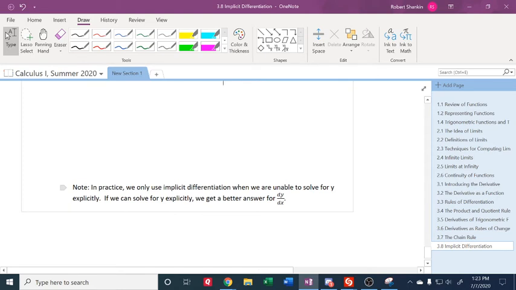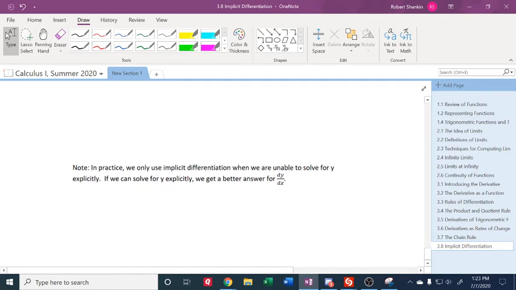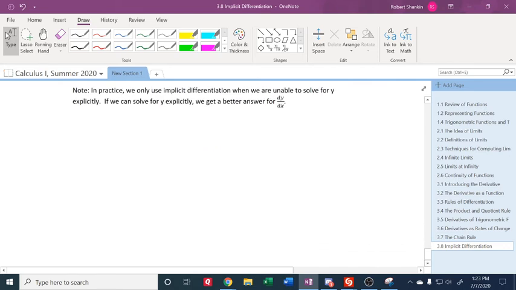Alright, so this final note, in practice, we only use implicit differentiation when we're unable to solve for y explicitly. In this particular problem, we were able to solve for y explicitly, so in practice we would not have used implicit differentiation. But it was a very good problem for us to look at as our first problem, because we can see not only how implicit differentiation works, but what its limitation is: instead of getting us an answer in terms of all x, we get an answer in terms of x and y.